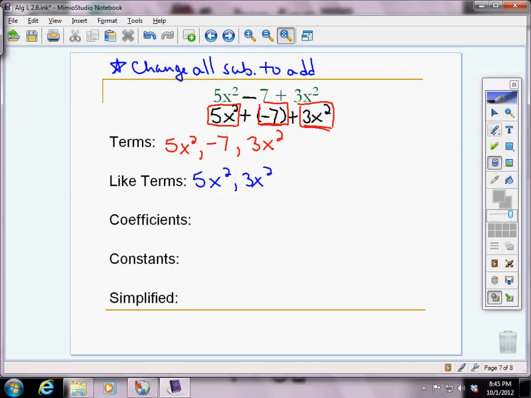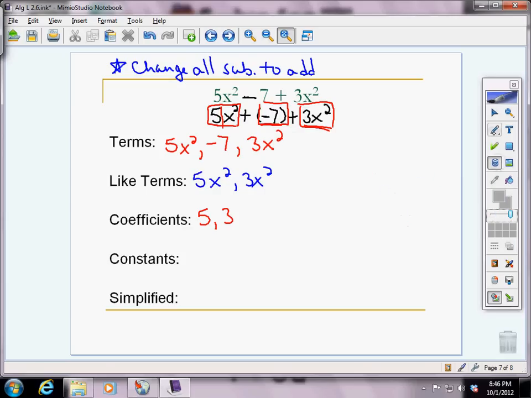Now coefficients. Coefficients basically are the numbers attached to the variables. To be a coefficient you have to have a variable, like this x squared here. But it's only the number attached to it. It's only a 5. Does negative 7 have a variable? No. Therefore, it cannot have a coefficient. 3x squared? Well, again, the 3 is attached to the x squared, so the other coefficient would be 3. If you had a simple variable like x, what would the coefficient be? Well, it'd just be 1, because 1's attached to it. Even though we don't write the 1, 1's there.